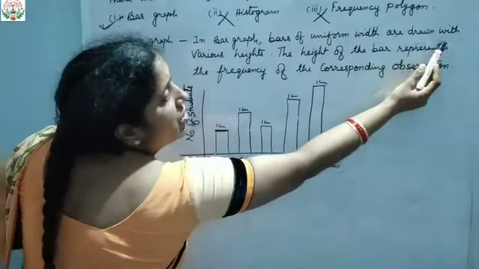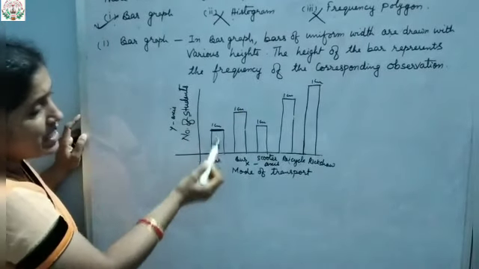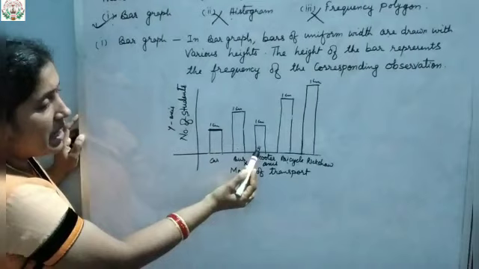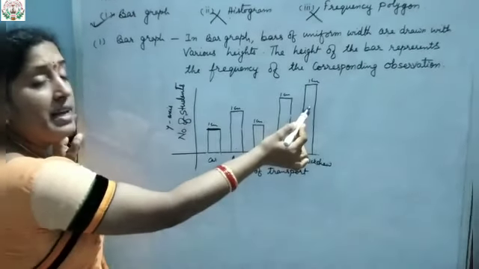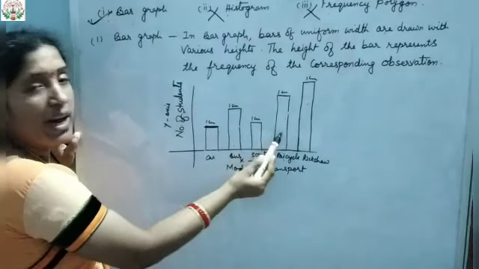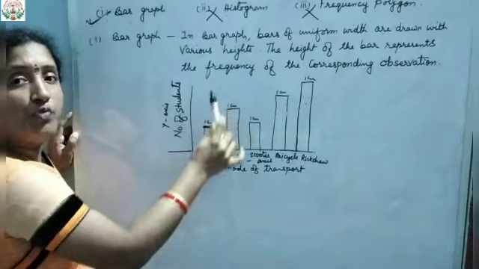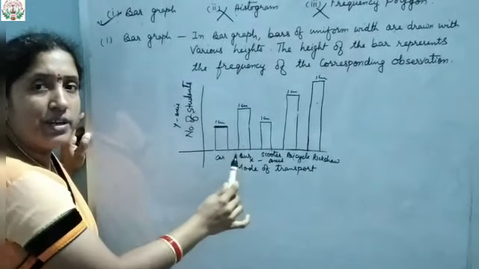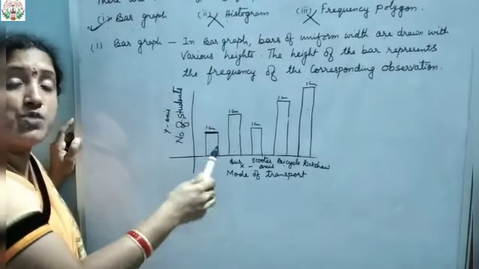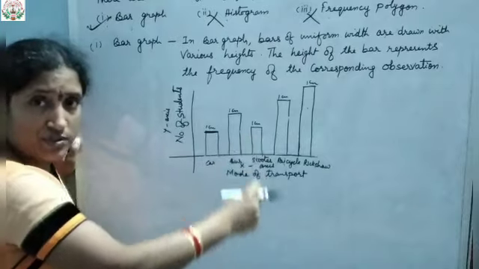Bars are drawn with uniform width and drawn with various heights. Heights may differ. You can see this is a little smaller, this is bigger, again smaller, again bigger, and again the bigger one. Okay, so heights may vary as height depends on frequency. So the frequency of that particular data can vary. It can be high or low, as we have done in exercise 14.2. Frequencies differ, is it not?